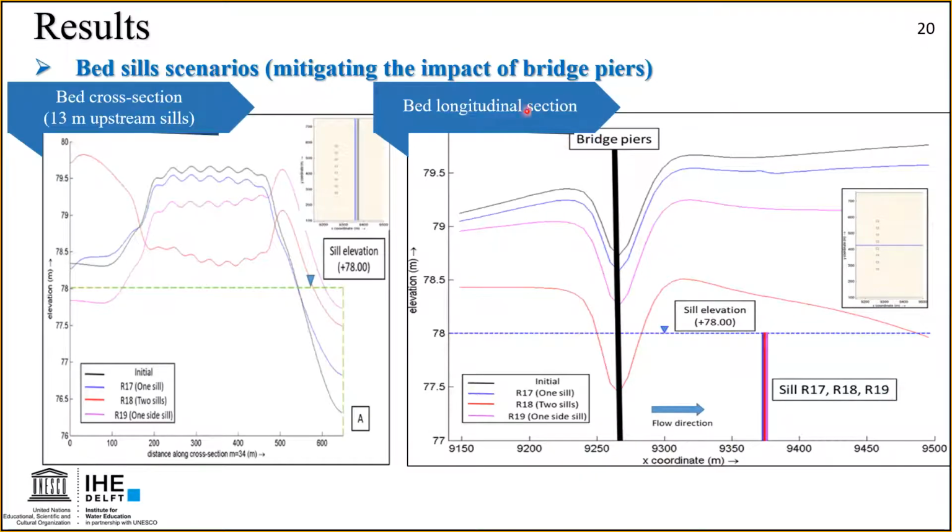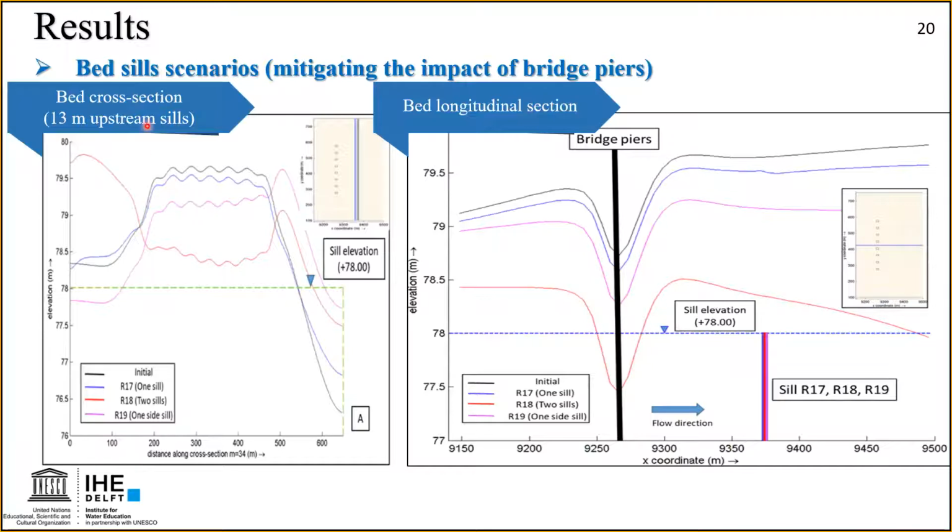We can have a look here at the longitudinal section. We can see that the two-sill scenario could mitigate the forced bar to a far extent, but it also causes local scouring in the vicinity of the bridge pier.